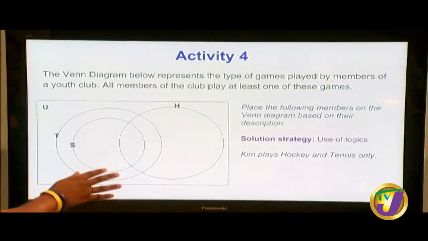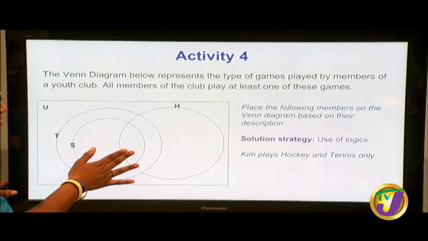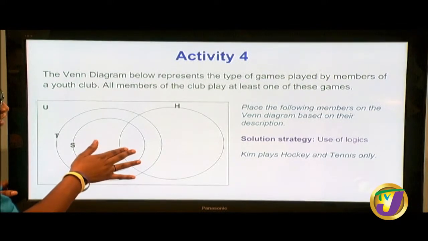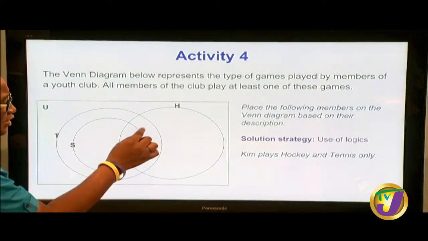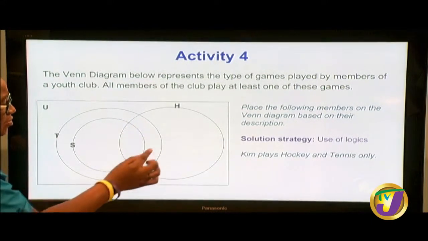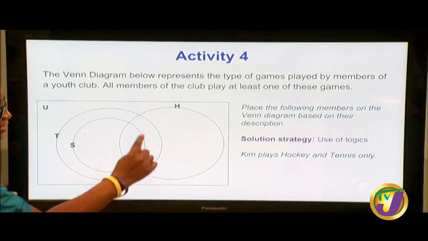First thing I noticed. Kim cannot be in the squash circle at all. But she can't be only tennis either or only hockey. So she must be somewhere in the intersection here, but since she doesn't play squash, she would have to be somewhere, right? Is that your final answer?